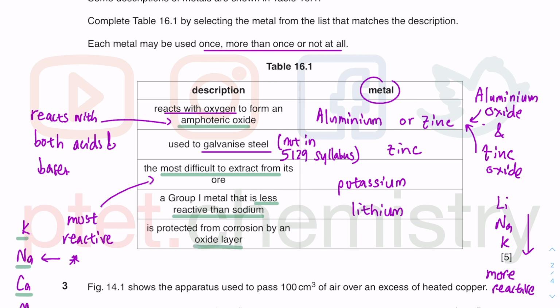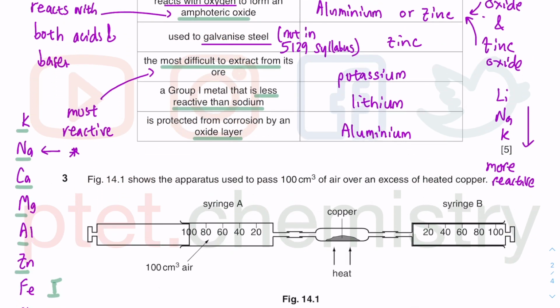Next up, the last bit is protected from corrosion by an oxide layer. That is just your aluminium. Stated in the syllabus, aluminium is protected by this aluminium oxide protective coating layer.